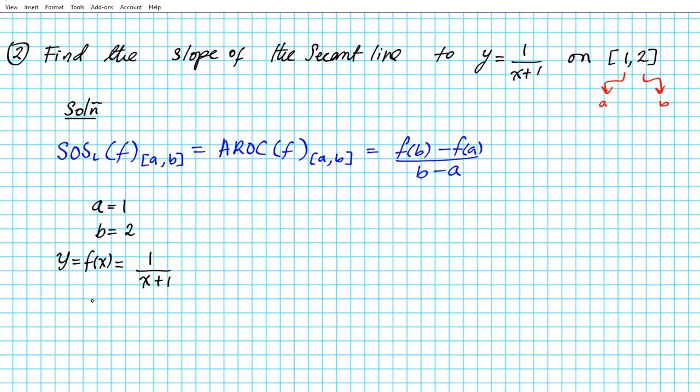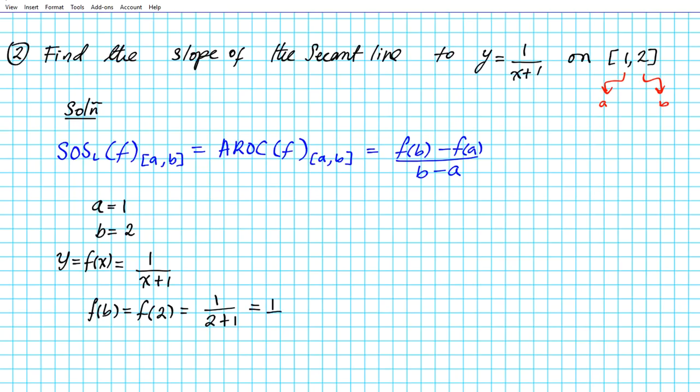Alright, so this will help us figure out f of b and f of a. So let's do f of b first. F of b, we know that b is 2, so that's going to be f of 2. So what we're going to do is plug 2 into the x in this function right here. Okay, so bam. When we carry out that evaluation, we have 1 over 2 plus 1.